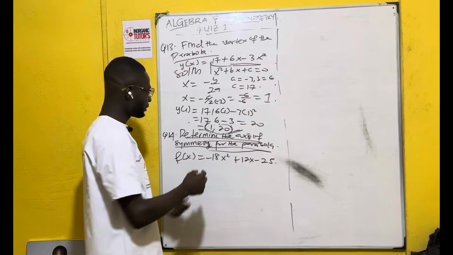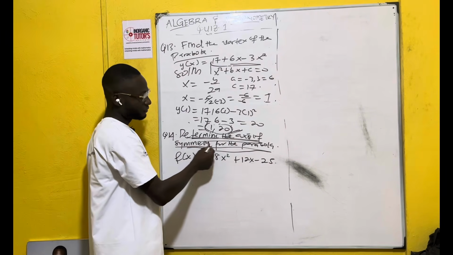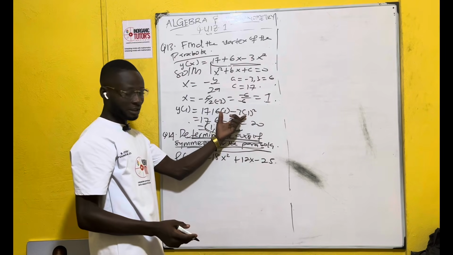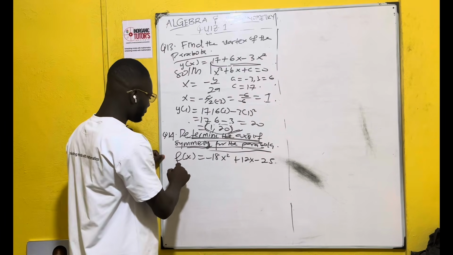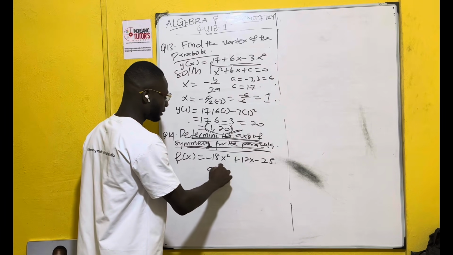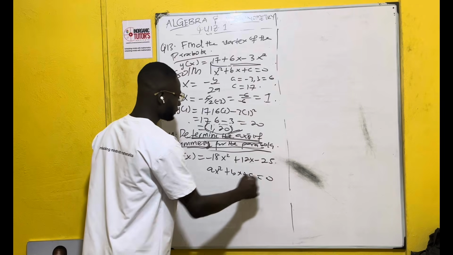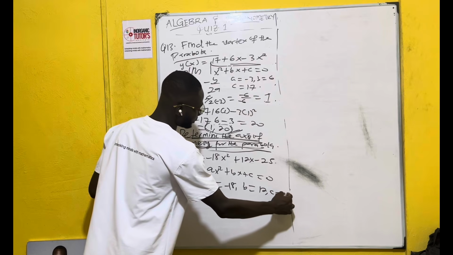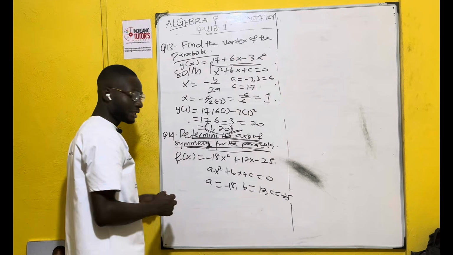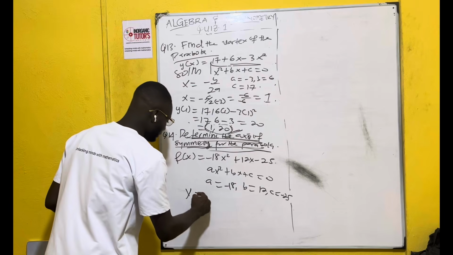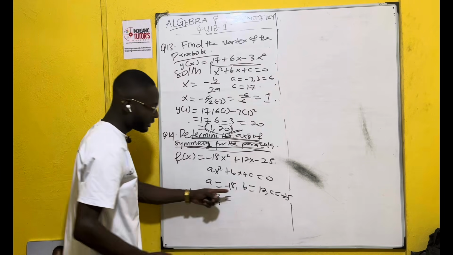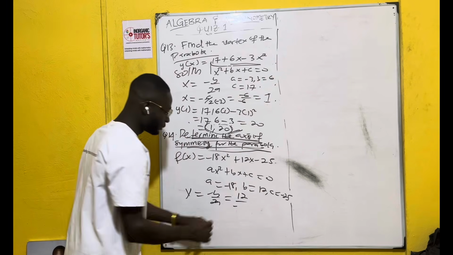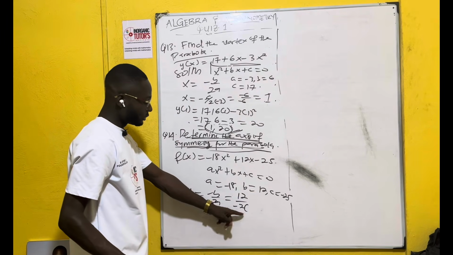So with question number 14, we have to determine the axis of symmetry for this parabola, right? It's very easy because we have done similar work in question 13. So we compare this to the general quadratic, ax squared plus bx plus c equals 0. We have a equal to minus 18, b equal to 12, and c equal to minus 25. As usual, the axis of symmetry formula is x equals minus b over 2a, and b here is 12.